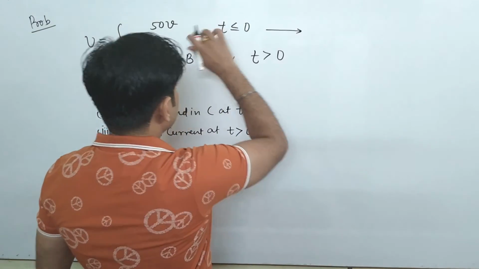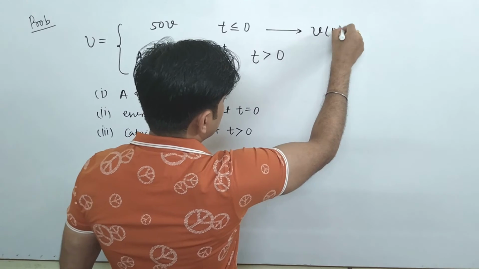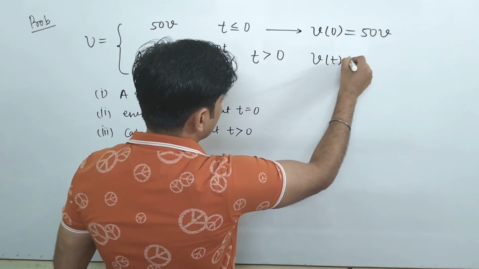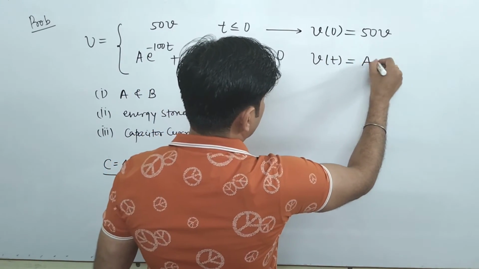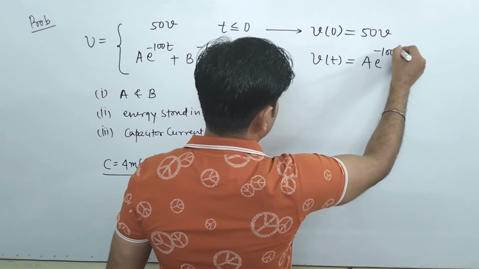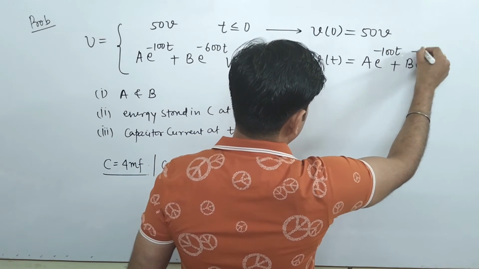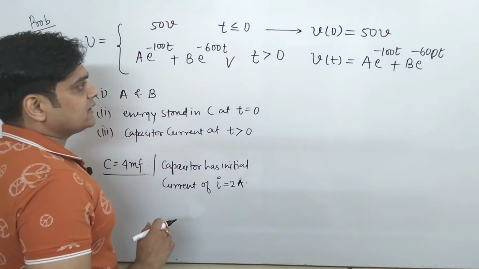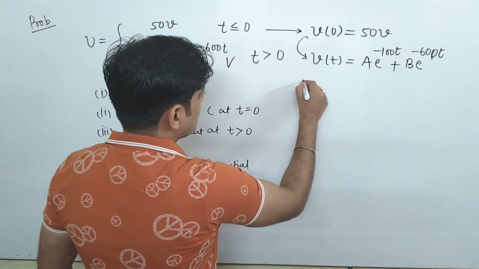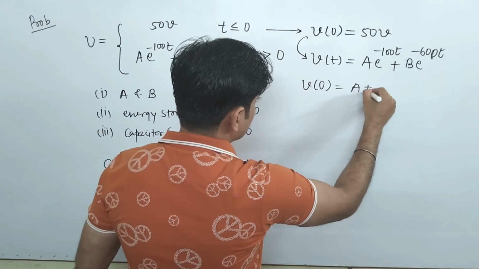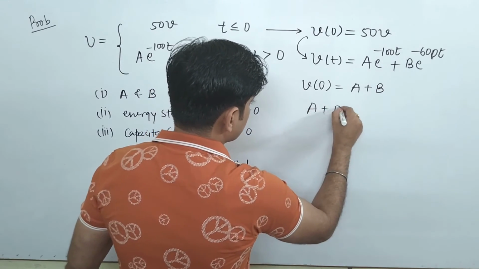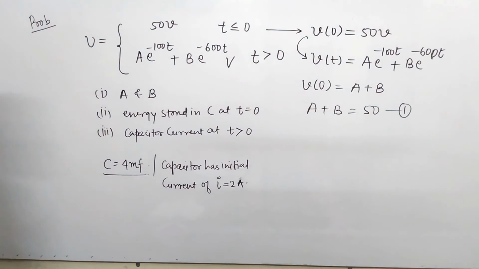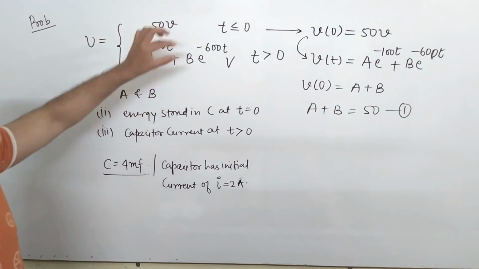Now try to understand, this shows that the value of V0, that is its initial value, is how much? It is 50 volt, and the value of Vt is A e to the power minus 100t plus B e to the power minus 600t. Okay, this is the value of voltage at t greater than 0. So if I put this condition here, you can say that V0 is equal to A plus B, or you can say the value of A plus B is equal to V0, that is 50. So this is your equation first. Can you say like that? Yes. Just try to understand, this is basically known as initial condition.